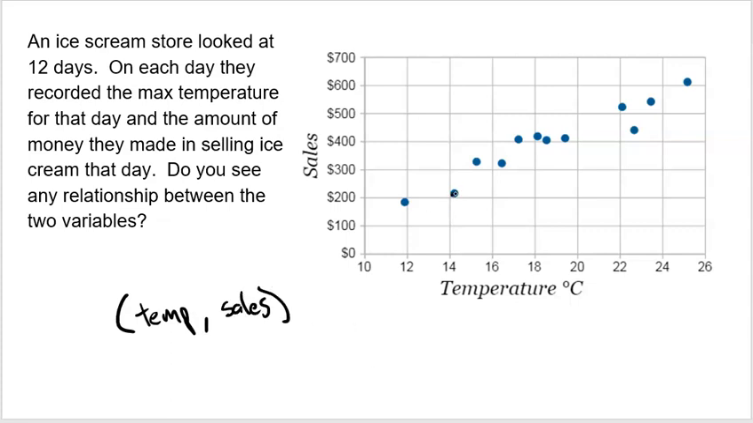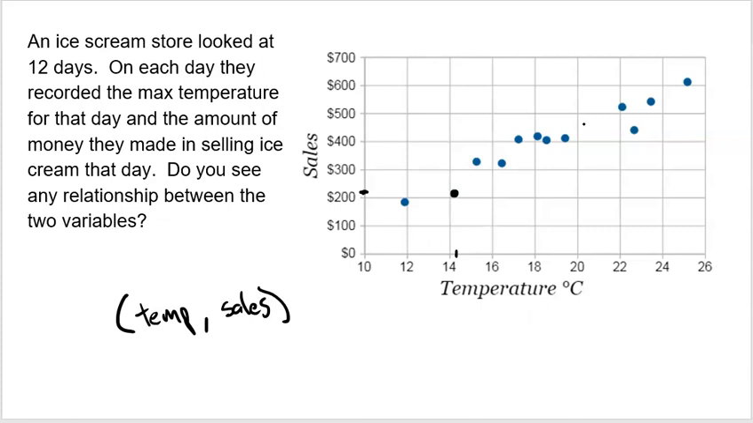So for example, on this day right here, it looks like the temperature was, I have to estimate, maybe 14.2 degrees Celsius. And we sold, again, I have to guess here, maybe $210 of ice cream. Each point represents a day, and again, that day was measured twice.